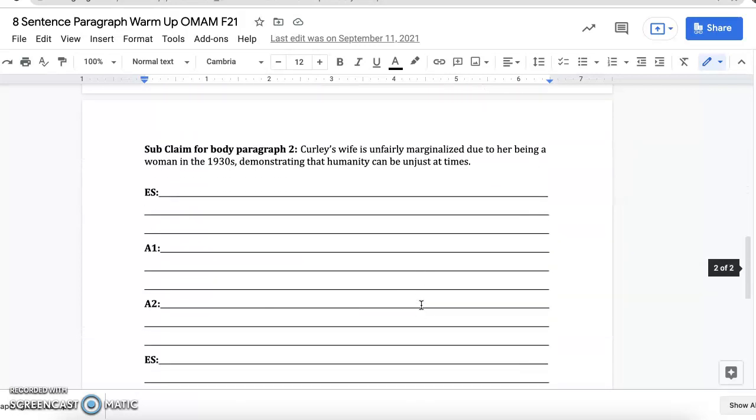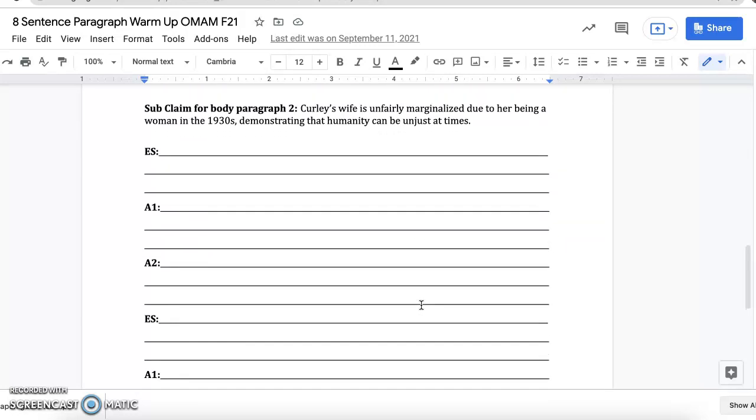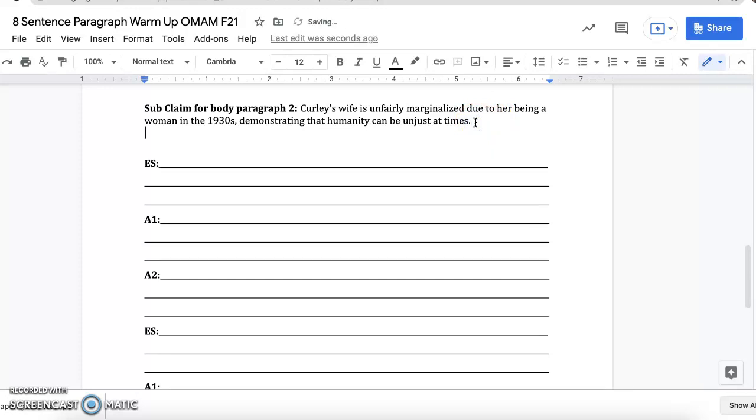So looking at the subclaim, and remember the subclaim is the topic sentence for that body paragraph. So again, what I said was the focus of that body paragraph would be Curly's wife. Okay, she's unfairly marginalized due to her being a woman in the 1930s, demonstrating that humanity can be unjust at times. And so on your paper, as I type this out, I'd like for you to go ahead and add this in your handwriting just underneath the subclaim here.